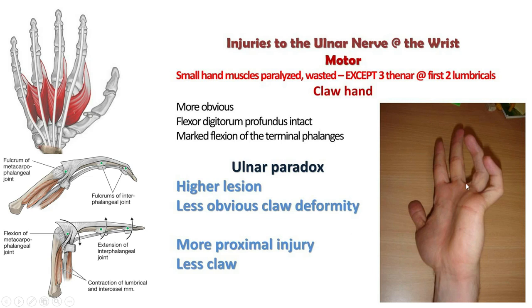Why? Due to the flexor group of long tendons taking the upper hand, which is spared in this lower nerve injury. If there is a lower nerve injury, the flexor tendon will take the upper hand, so clawing will increase. So just keep in mind, this is the ulnar paradox.